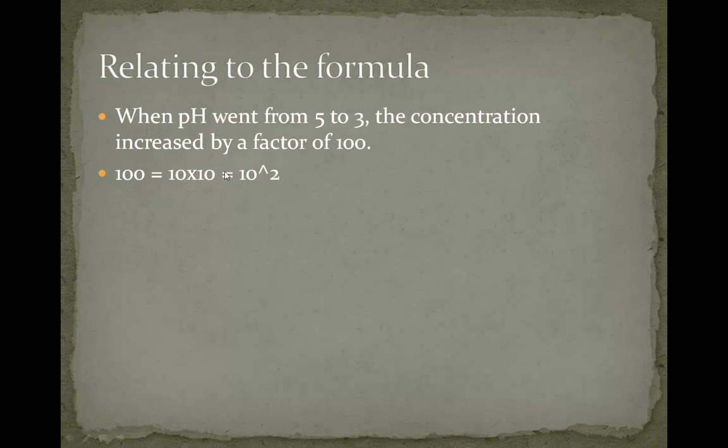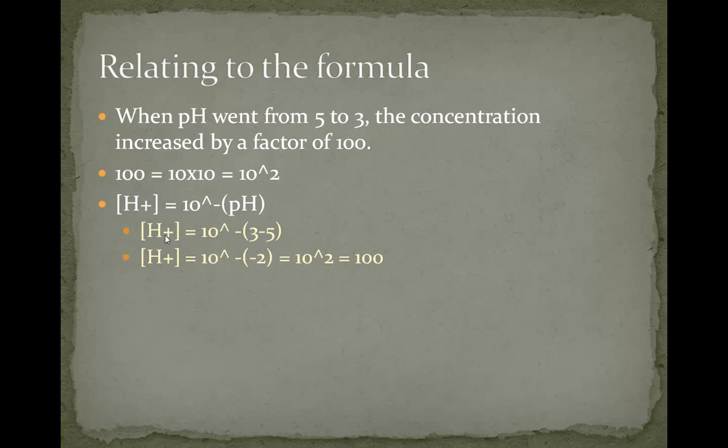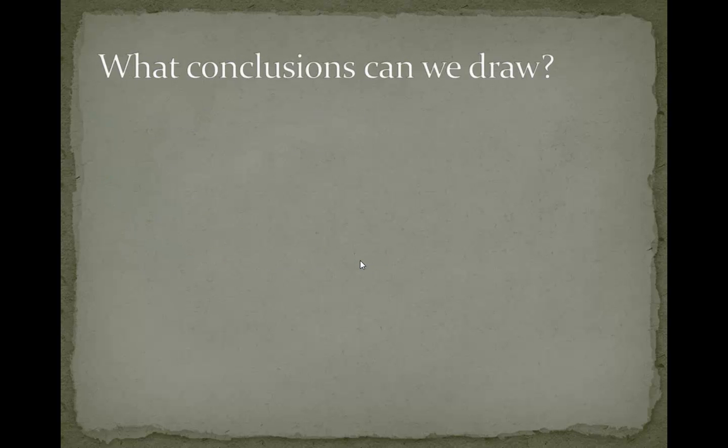100 is 10 times 10, so that's 10 squared. Well, 5 minus 3 is 2. So this is where we get this. The concentration of H plus we know is 10 to the minus pH. If we did 5 minus 3, you'd have 10 to the negative 2, which isn't the factor that it increased by. But if we did 3 minus 5, final minus initial, it's 10 to the negative negative 2, which is 10 to the 2, which is 100. I know that was a little confusing, but this is what we need to know.